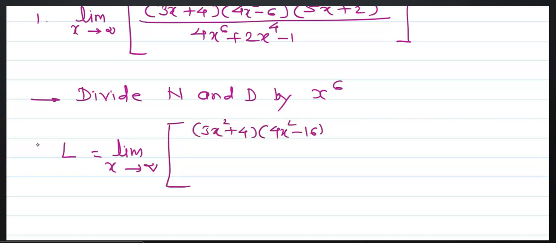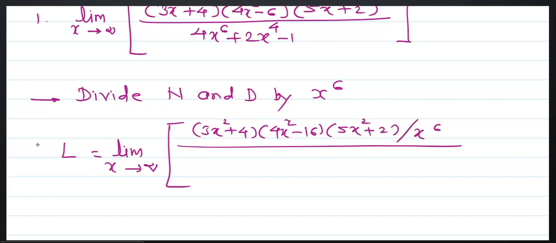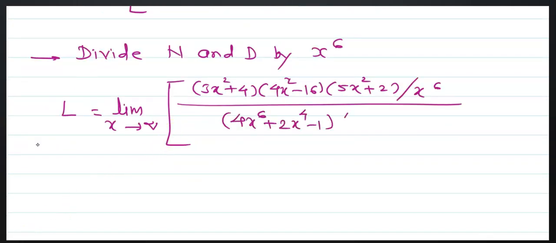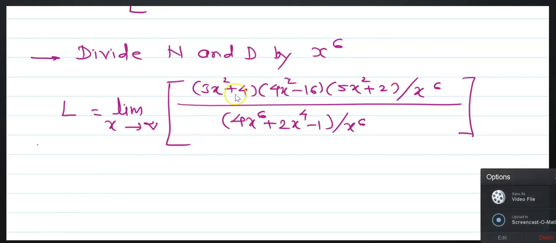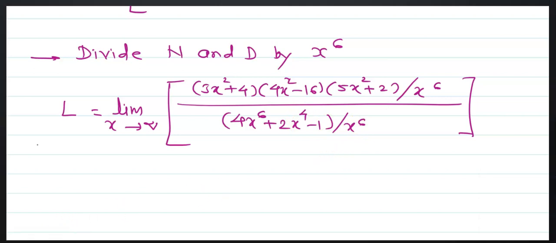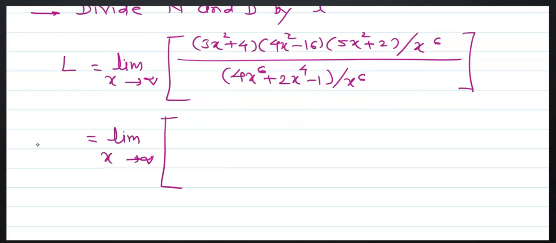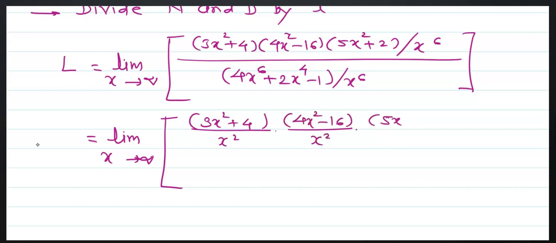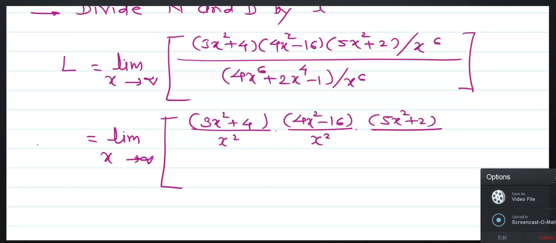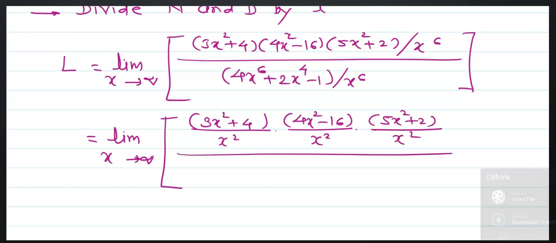Divide by x⁶. That is, to the numerator (3x² + 4)(4x² − 16)(5x² + 2), this divided by x⁶. To the denominator, 4x⁶ + 2x⁴ − 1 upon x⁶. Now separate it. Limit x tends to infinity (3x² + 4) upon x² into (4x² − 16) upon x² into (5x² + 2) upon x². This is a split up.